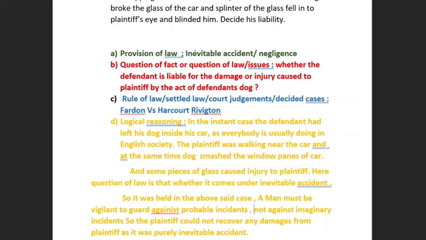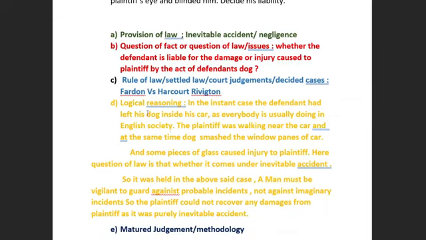Again, this inevitable accident means an unavoidable mishap. What is meant by inevitable accident? I need not say. That means it is an unintentional accident. It has not been intended. So you have to write the provision of law, and you have to frame the issues and the rule of law.